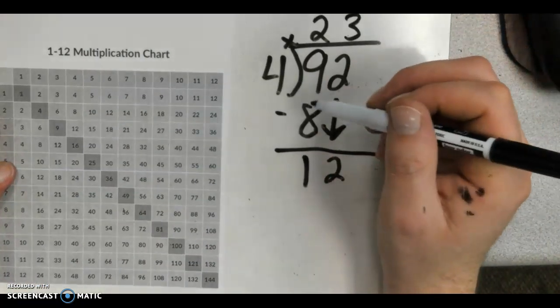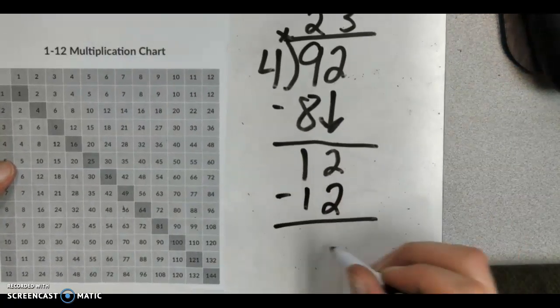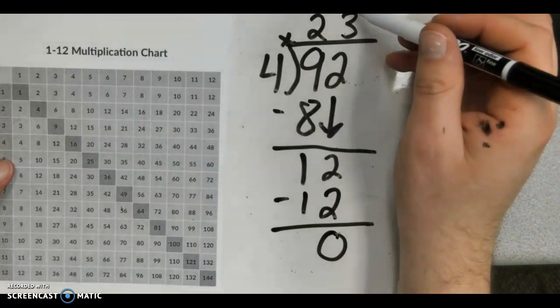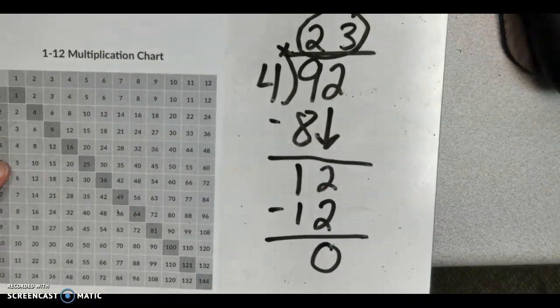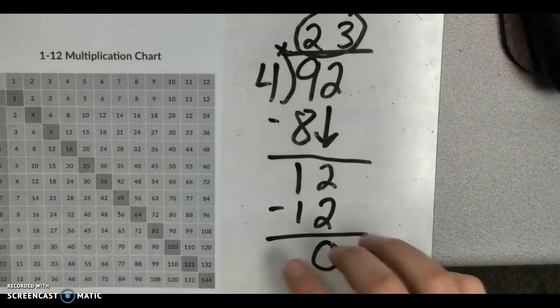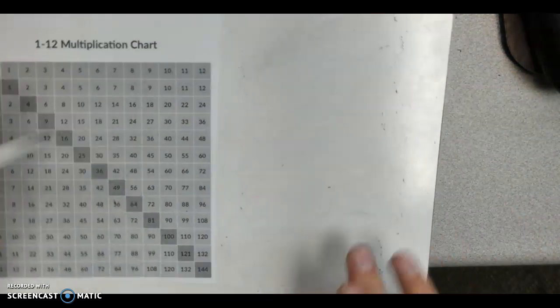3 times 4, we just said, 4, 8, 12. I subtract it. I get 0 at the bottom, which means I have no remainder. And there's my problem. 23 is my answer. Let's do one more together, and then I'll give you one more to do on your own.